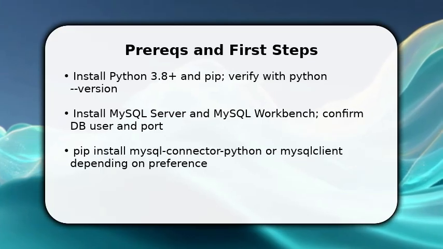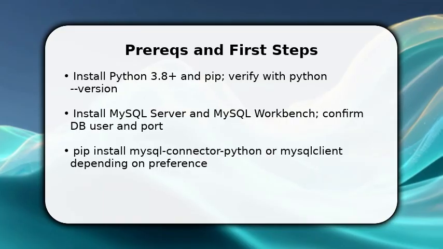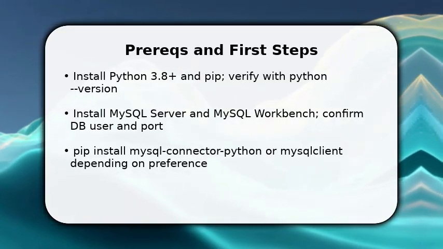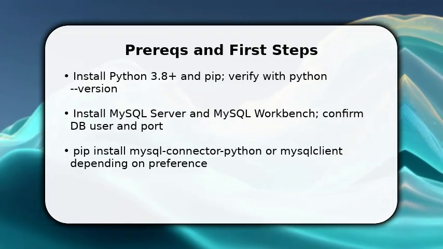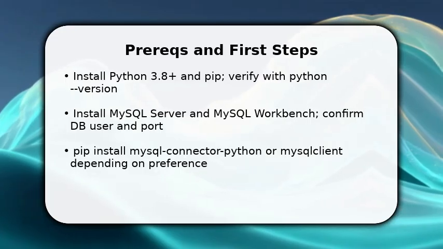Enjoy the video. You start by ensuring prerequisites are present: a compatible Python version, a running MySQL server, and Workbench for schema view. Install the connector now so code can talk to the server. Use pip install mysql-connector-python for pure Python or mysqlclient for C bindings.